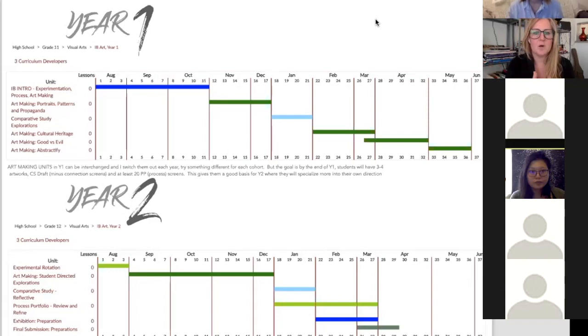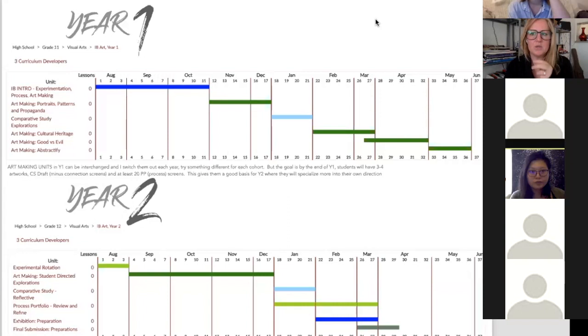So the first part, when they come in, I really focus on experimentation. I focus on getting them to develop their ideas before doing the final work, because I find that's one of the biggest struggles with IB students nowadays. All the students come in with one idea and done, like this is what I want to do, and there's not a lot of idea development, which is what they need for their process portfolio. So we do a lot of experimentation during this first unit.